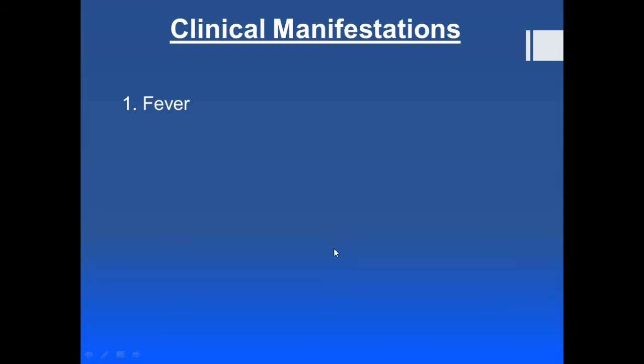quartan malaria, there occurs a fever, and that is followed by a period of relief. So in the tertian malaria, this period of relief is 48 hours, and in case of the quartan malaria, this period is 72 hours. Thus in the tertian malaria, the fever occurs on alternate days, whereas in case of the quartan malaria, the fever occurs after every 2 days.